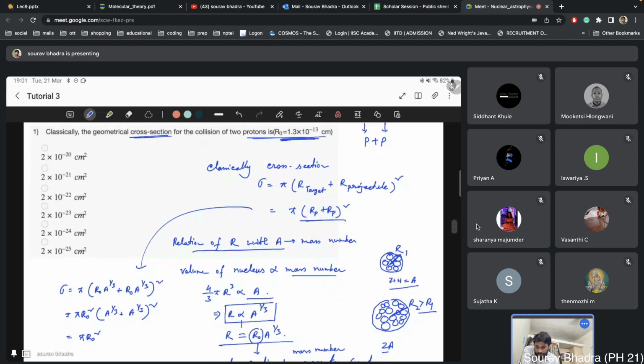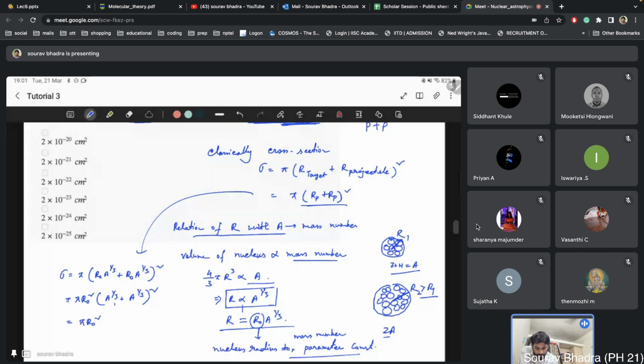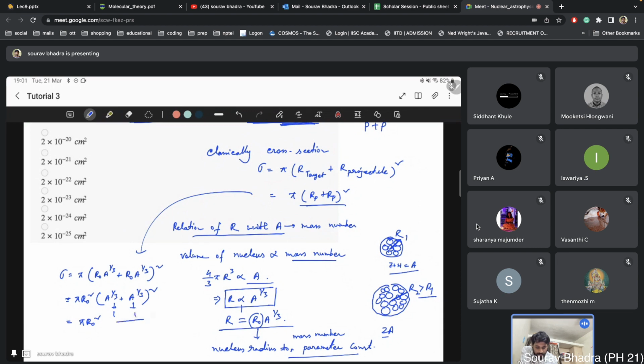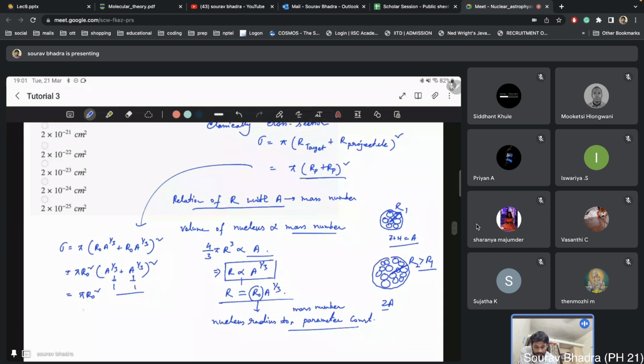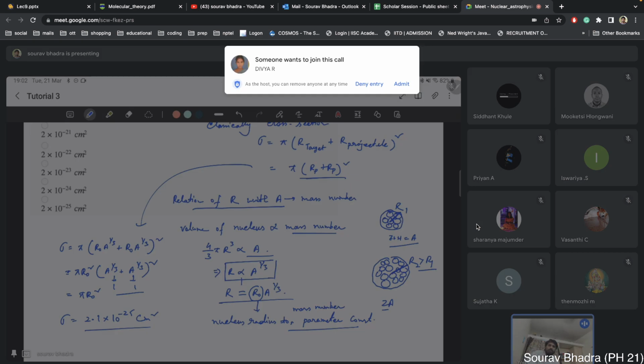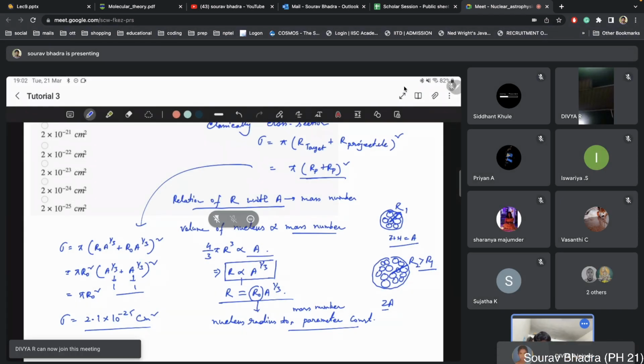If you put it in, I have calculated the value already. So this is 1, right? That's why I am not writing 1 to the power 1/3, no sense in writing that. So sigma is actually 2.1 times 10 to the power minus 25 centimeter squared. Just put in the r0 and multiply it with pi. Okay, so this is the thing.